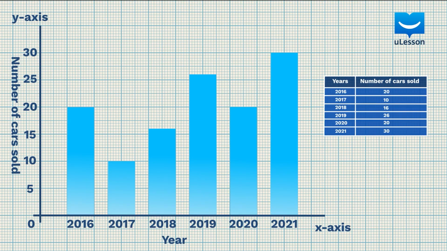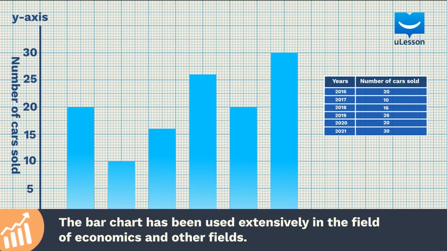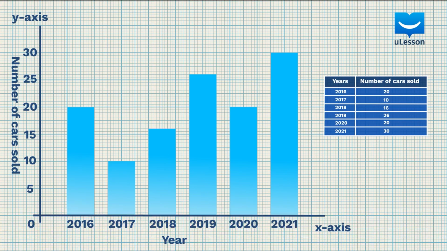The bar chart is quite simple and has been used extensively in various fields and also in the field of economics. From the bar chart, we can see clearly the changes in the sales of cars across the observed years.